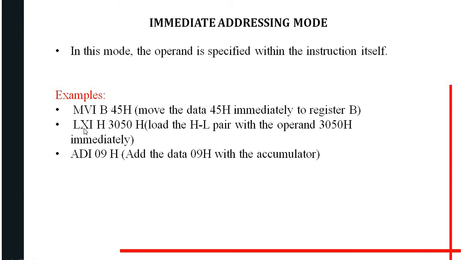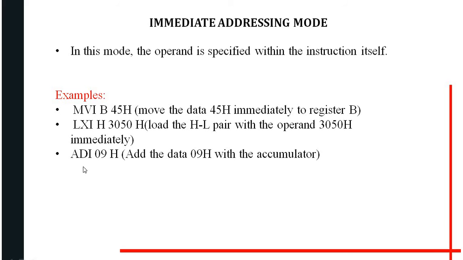Next example, LXI H, 3050H. In LXI, X is nothing but the register pair. Here we mention H, so it is the HL register pair. So load the HL register pair with the operand 3050H immediately. This 3050 is the direct value of the operand. Here also I indicates the immediate addressing mode.